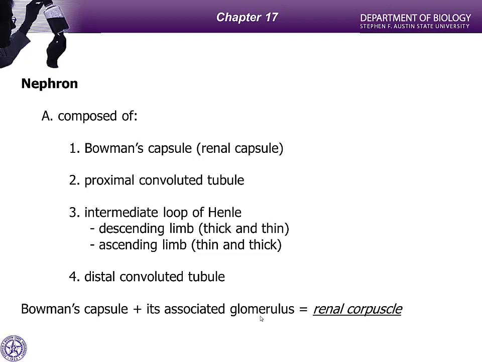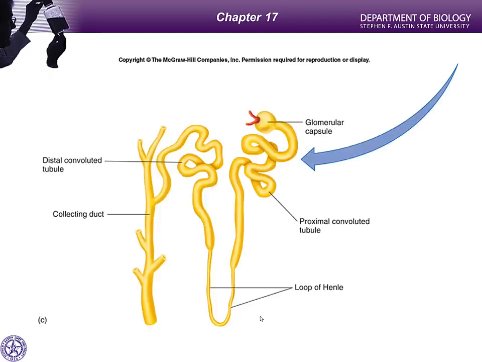Now, we have two different components. We have this tubular portion that started with Bowman's capsule, but recall I said that it surrounded a bundle of capillaries called the glomerulus. And so when we consider those two units together, the Bowman's capsule and its associated glomerulus, we refer to that collectively as the renal corpuscle.